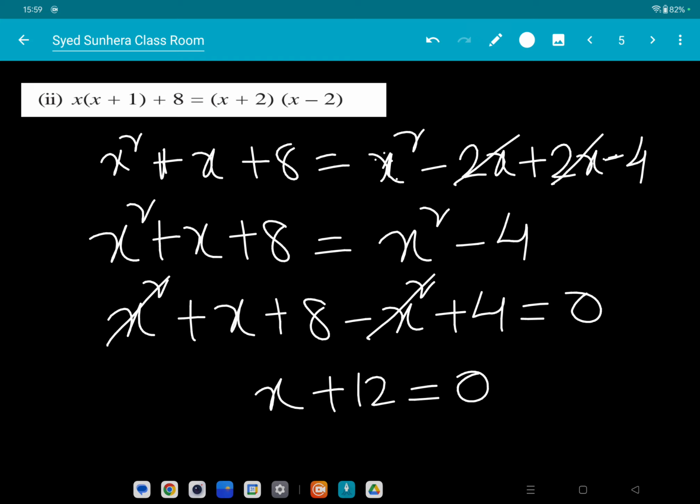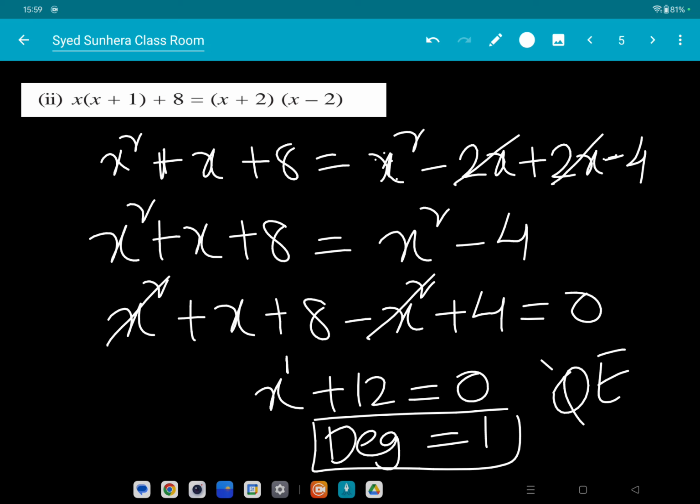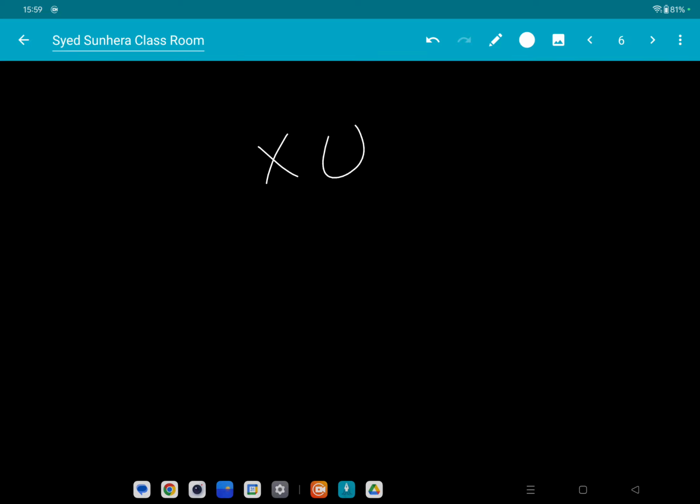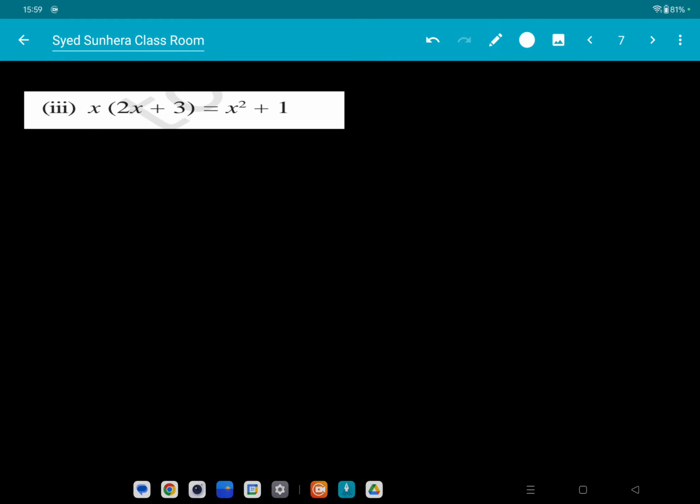Now we need to check the degree. What is the degree here? The degree is equals to the highest power, which is 1. So the degree is 1 means, is it a quadratic equation? No, it is not a quadratic equation. It is a linear equation. So we can say that this is not a quadratic equation. This is a linear equation. So this is the way we will find out, and we will see another example as well.